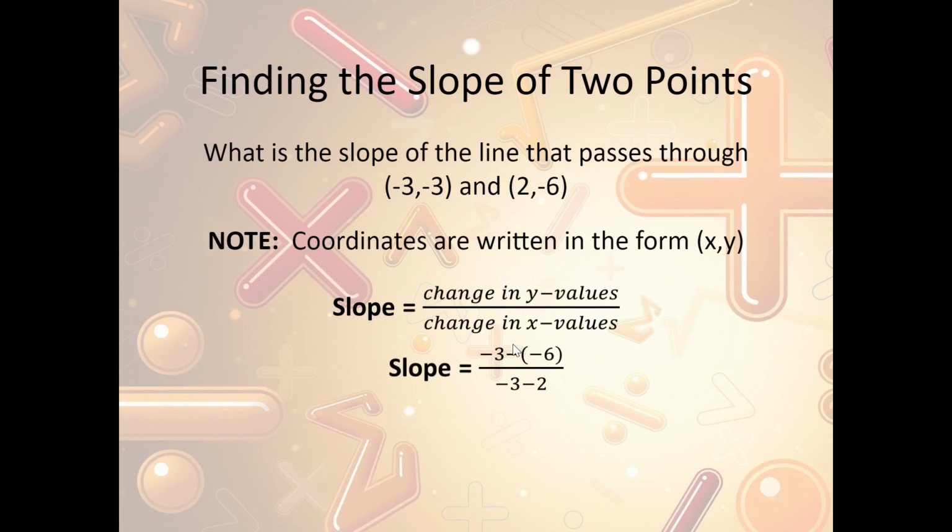So I get -3 minus -6 and -3 minus 2. And when I simplify, this really becomes plus positive. So -3 plus 6 is 3. And -3 minus 2 is -5. So it's 3 over -5, which is just -3/5.